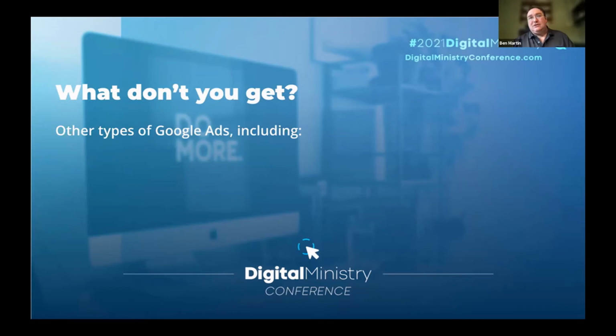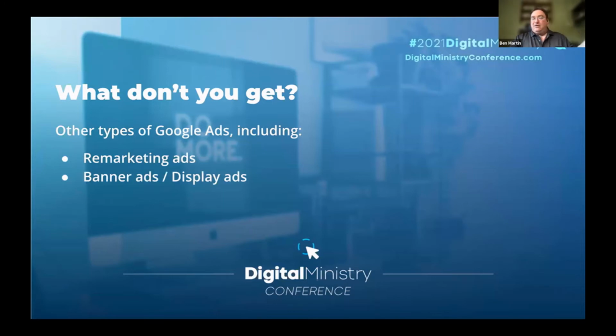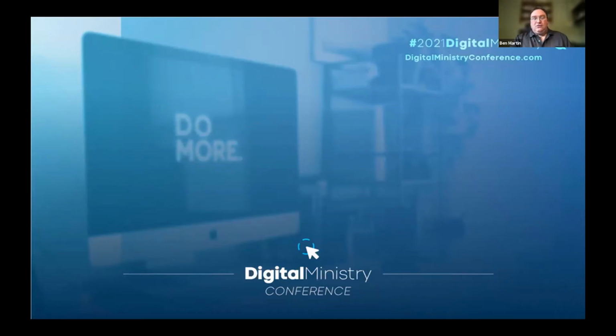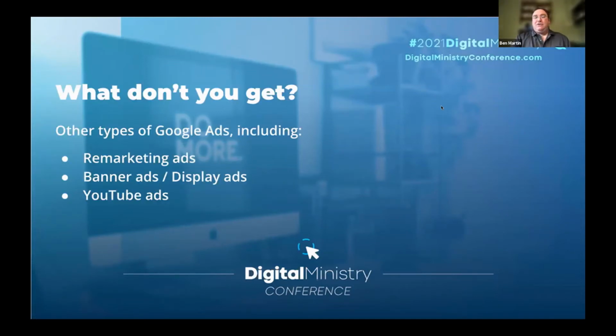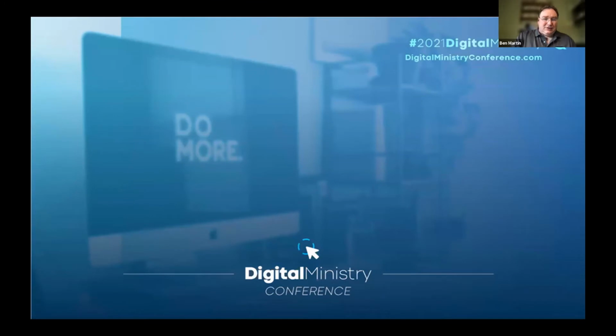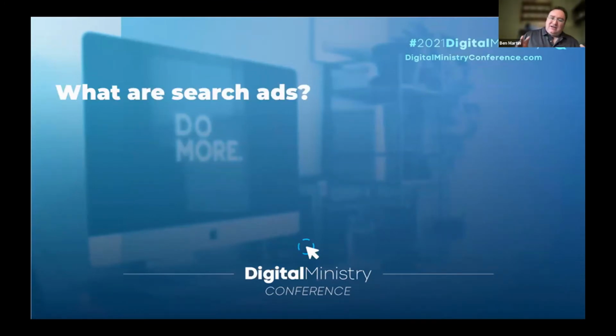If you're familiar at all with Google advertising, you know that they actually have a number of different types of advertising in their platform. That includes remarketing ads, trying to reach people who have been to your website, banner ads or display ads, and YouTube ads. Those are not included in the Google Ads grant. You can still have those, but they have to be in a separate account. So you can still do those paid types of ads, and they are useful to do, but they have to be in a separate account. Having a separate account isn't a problem. You can have more than one Google Ads account for an organization. There's no limitations there.